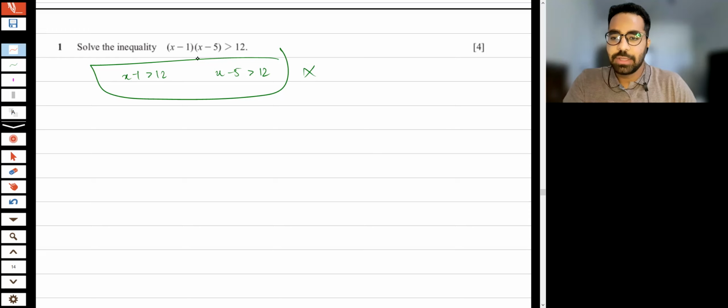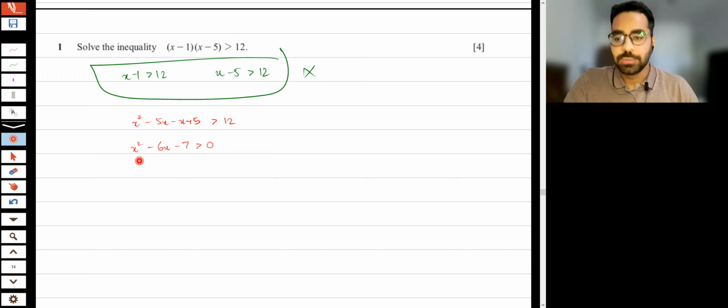x minus 5, x minus 1, so this will become x squared minus 5x minus x plus 5 is greater than 12. I'm going to shift this 12 on the other side because I need to have a 0 over here. So this will become x squared minus 5x minus x becomes minus 6x plus 5 minus 12 becomes minus 7 is greater than 0.